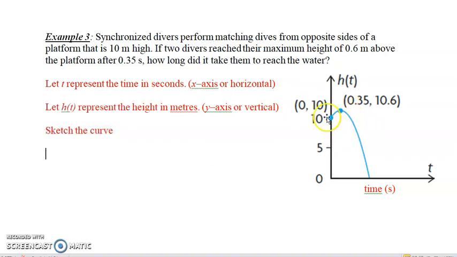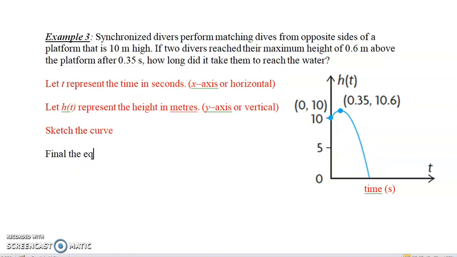The platform is 10 high, so at 0 seconds it's 10. They jump up 0.6 meters, so we add the 0.6 to the 10 to get 10.6 for the vertex, and that happens at a time of 0.35 seconds, and then they go down to the water. How long did it take them to reach the water? So we're looking for the t-intercept, which is essentially the x-intercept right here.